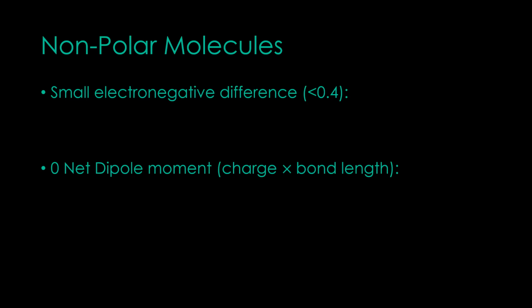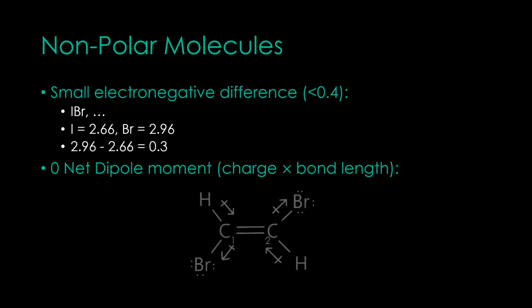For example, in the compound iodine monobromide, iodine has an electronegativity value of 2.66, while bromine has an electronegativity value of 2.96. The electronegativity difference between these two atoms is 0.3, which is less than 0.4, therefore iodine monobromide is a nonpolar molecule. We can also identify nonpolar molecules by checking to see if there is zero net dipole moment in a compound. Take trans-dibromoethene for example.